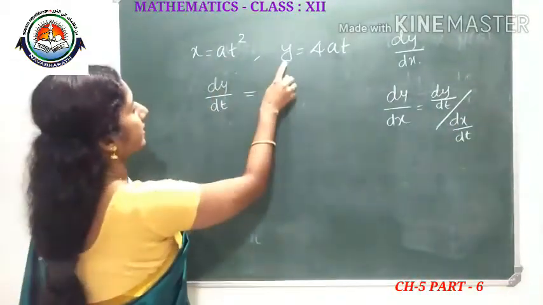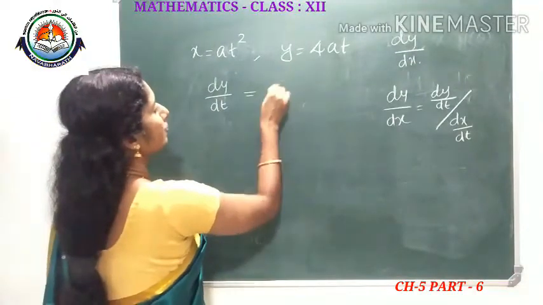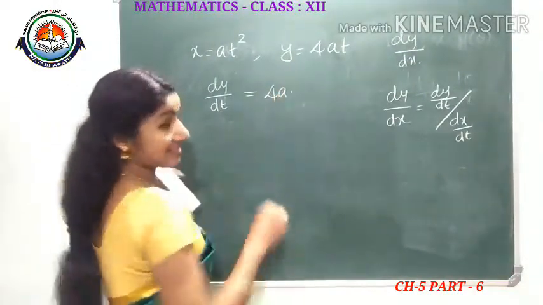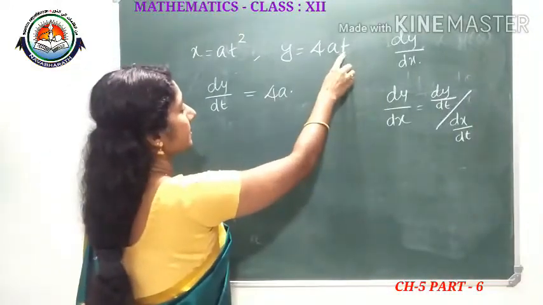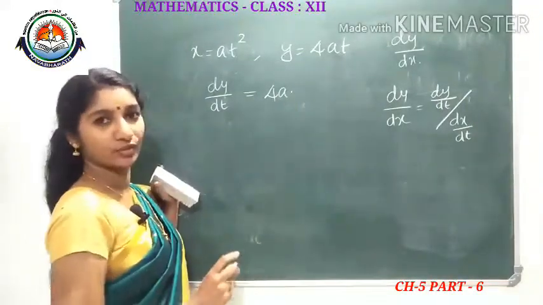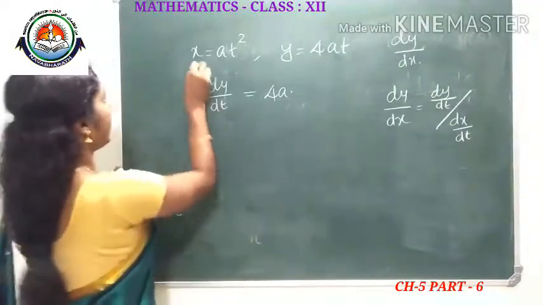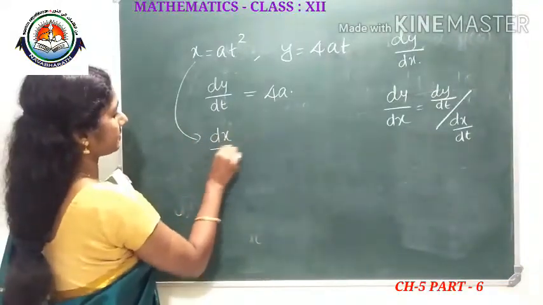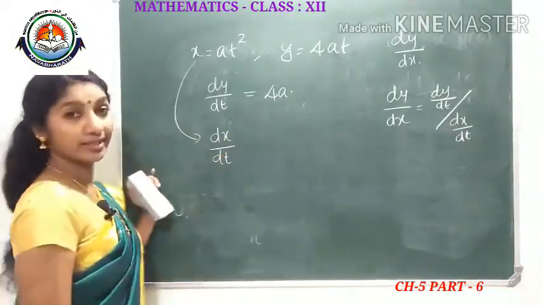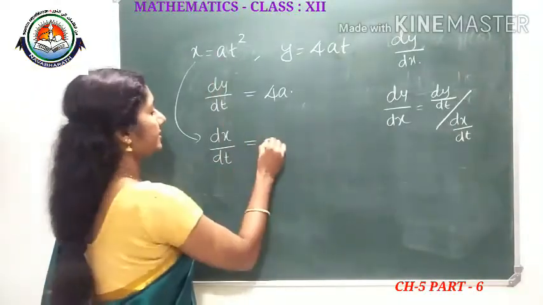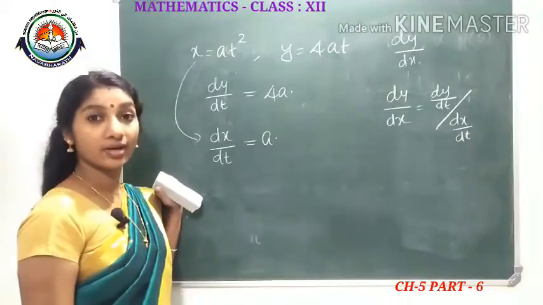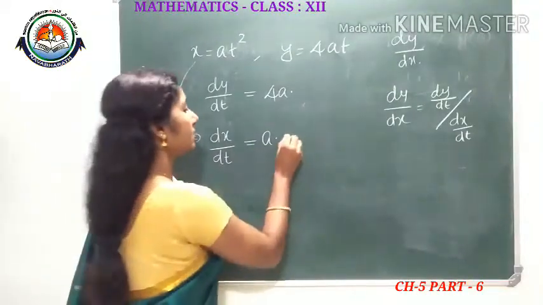dy by dt. So y with respect to t. 4a is constant, so 4a into t's derivative with respect to t is 1, so we got 4a. And dx by dt, x with respect to t we are doing, dx by dt is equal to a constant, t square derivative with respect to t is 2t.